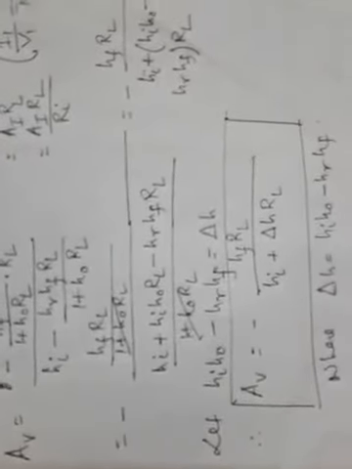You need to remember this expression for solving numerical problems, where delta H is nothing but Hi into Ho minus Hr into Hf. Okay, so let us next derive the output resistance.